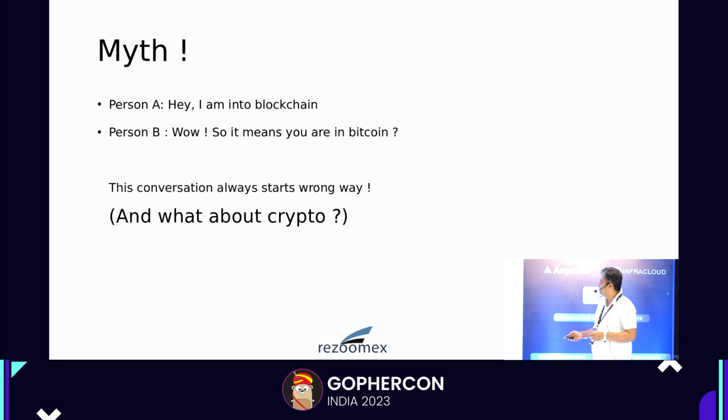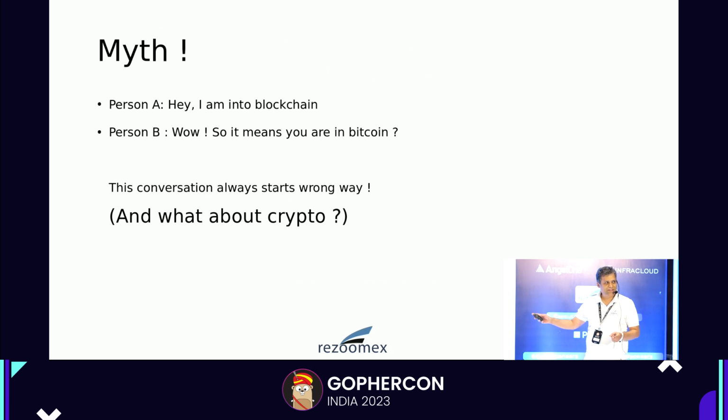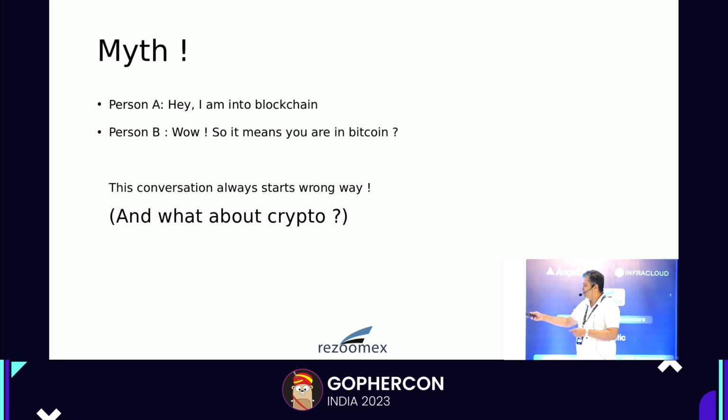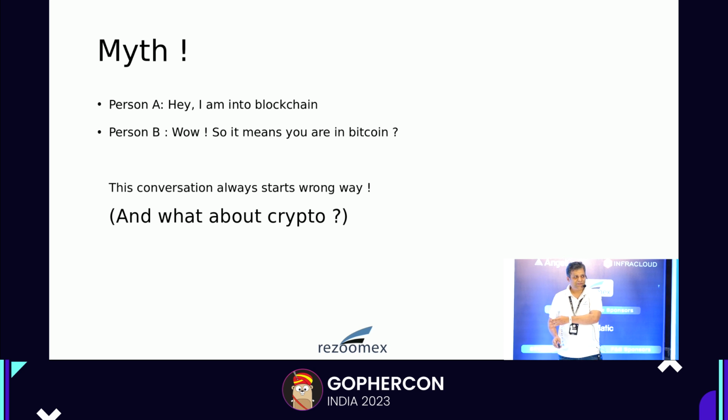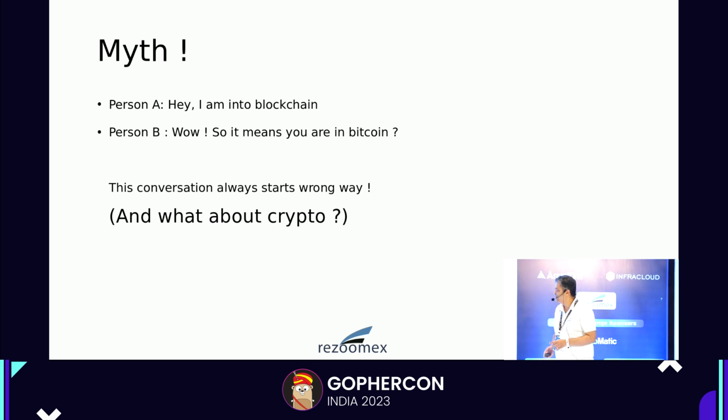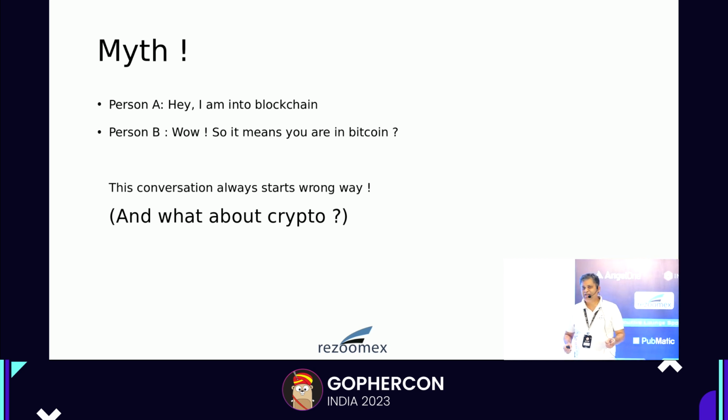So let me start with a typical myth which goes on in this blockchain world. Obviously I'll come to the part of where Golang fits and what is ERC20 and all. But to start with, this is a typical myth, and this happened with me also a few years back when I got into blockchain. When I said that I'm in blockchain, people used to actually run away from me, saying he's doing something illegal and you should be away from me. But obviously things have changed now.